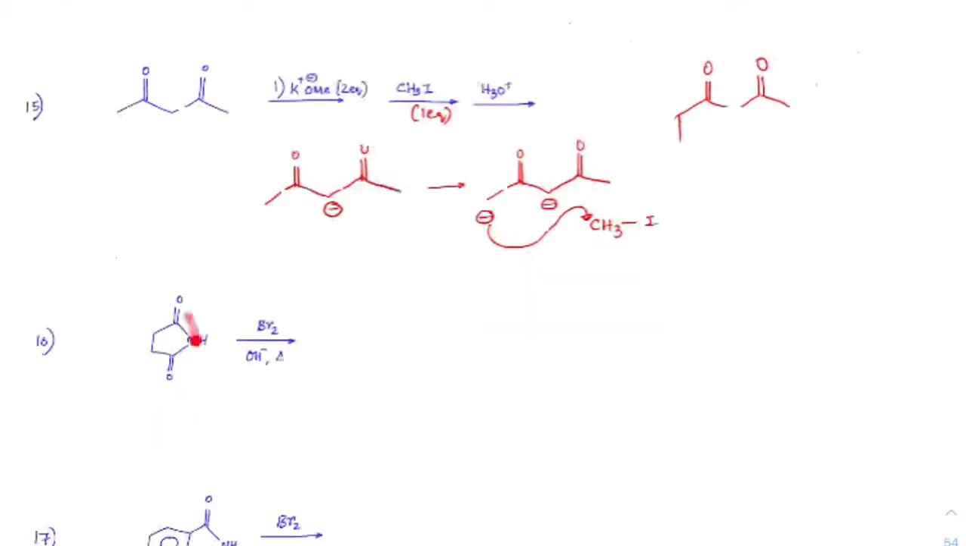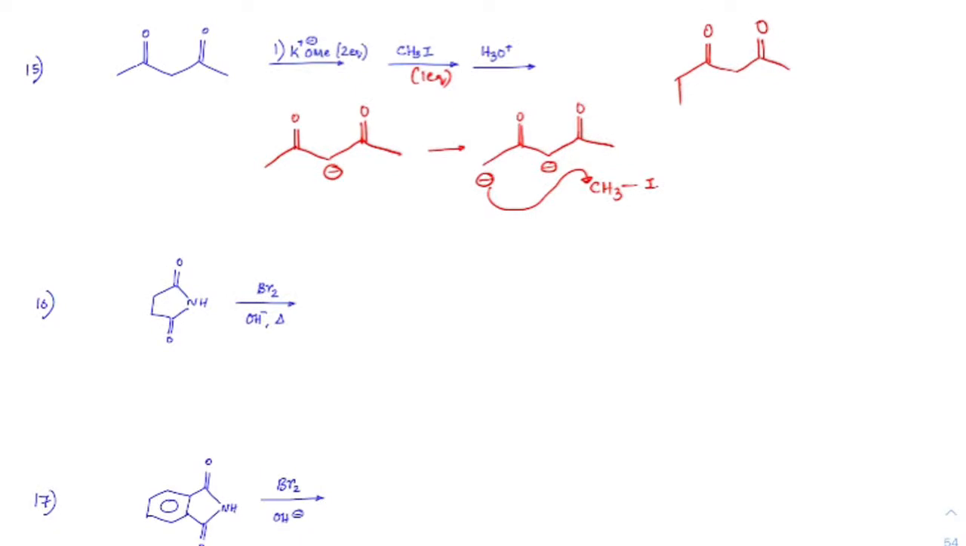This is Hofmann bromamide degradation. Instead of starting with amide, right? Here we have started off with imide, phthalimide or succinimide. So in succinimide, first what would happen? Let us see.